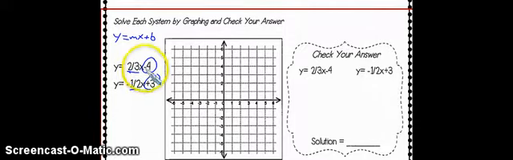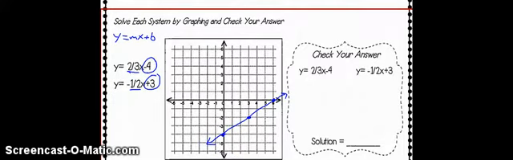Let's go right here. The first y-intercept was negative 4, so we go on our y-axis down to negative 4. And our slope was 2/3. That means we're going up 2 over 3. Let's do it one more time. Up 2, over 3. There you go. Let's connect those points. There we go. Line number 1, complete.